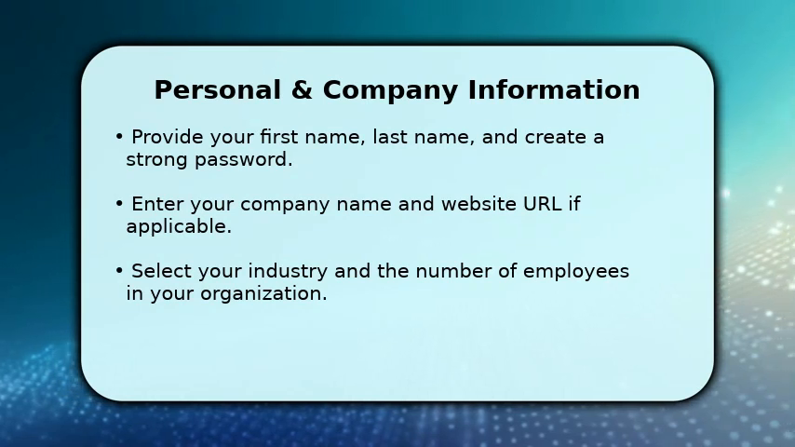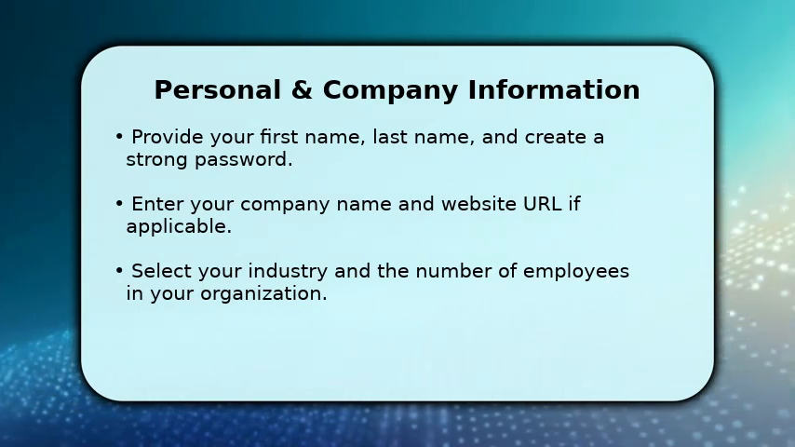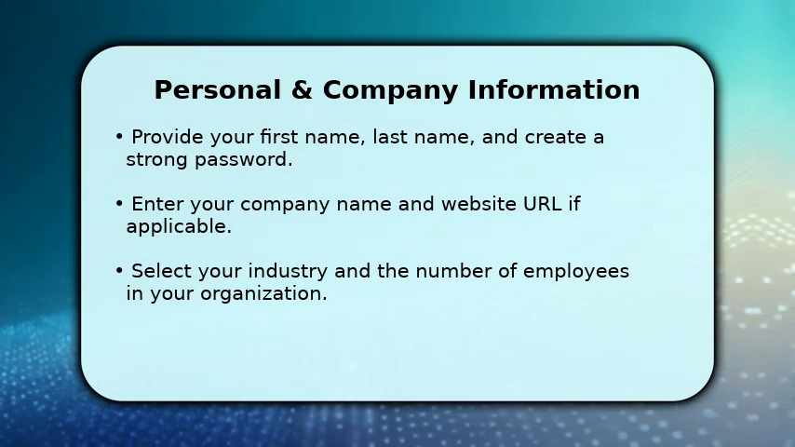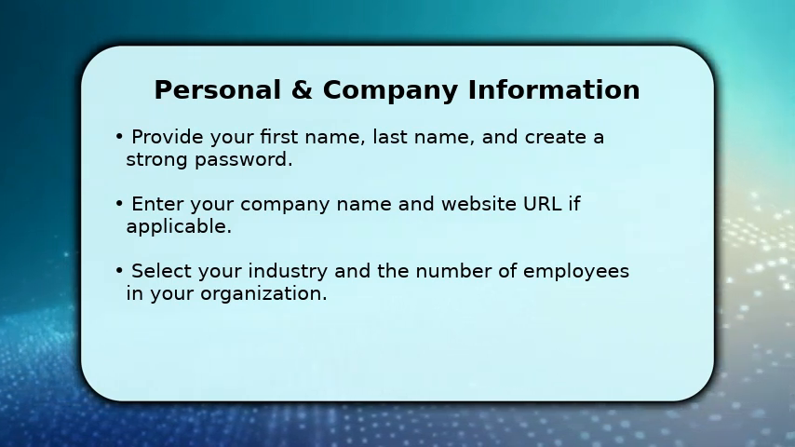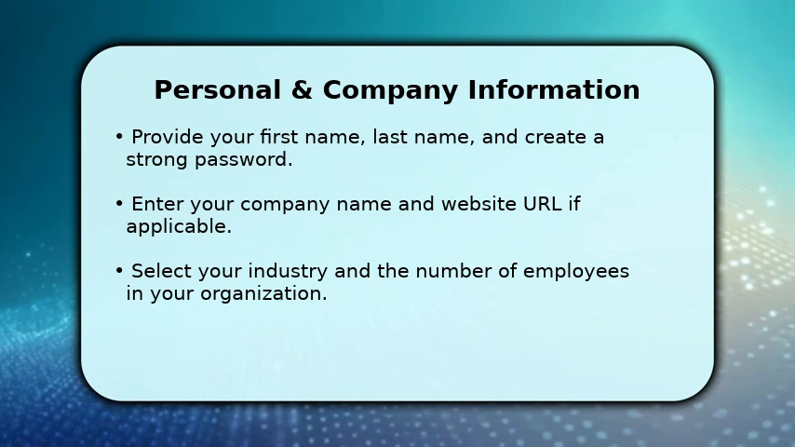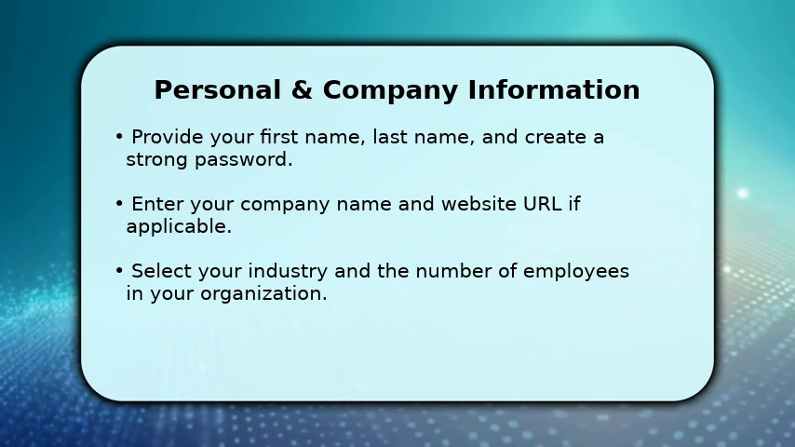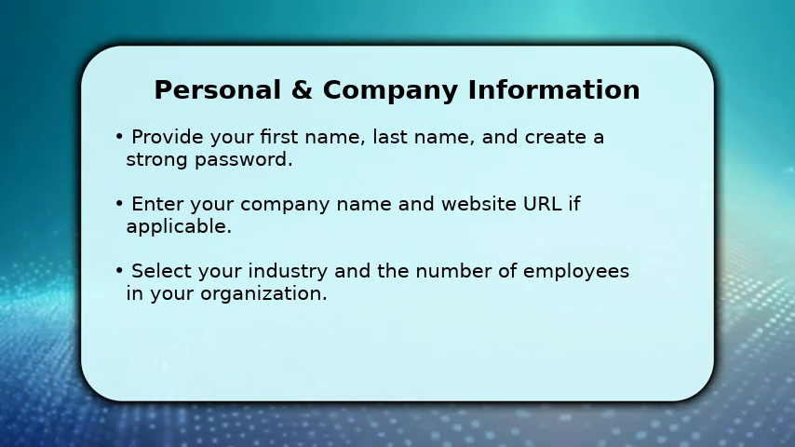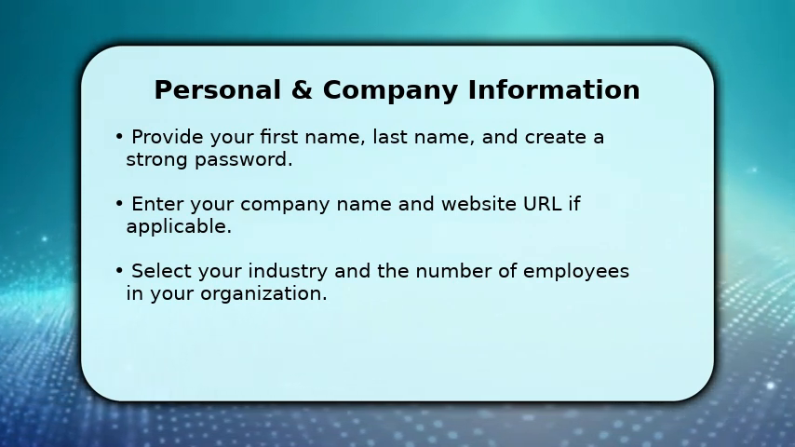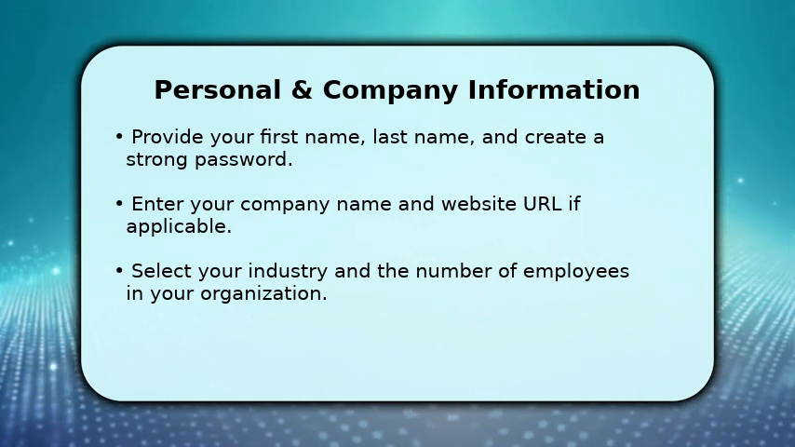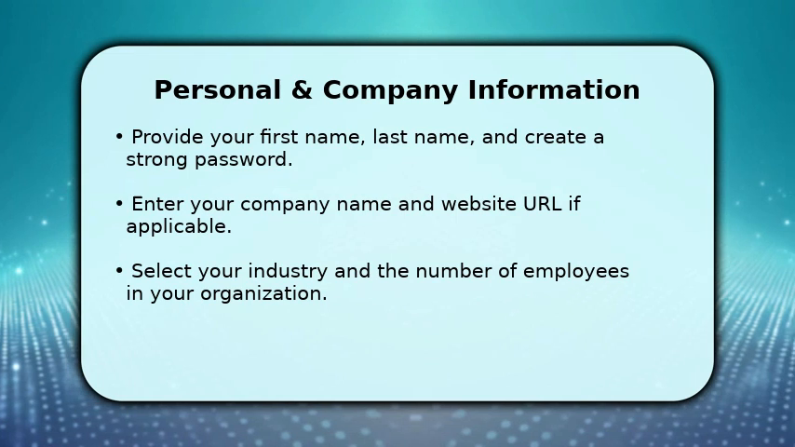Next, you'll be prompted to fill in some personal and company details. Start by entering your first and last name, and then create a secure password. Following this, input your company's name and, if you have one, your company's website address. You'll also select your industry from a drop-down menu and specify the approximate number of employees in your organization. This information helps HubSpot tailor your experience.